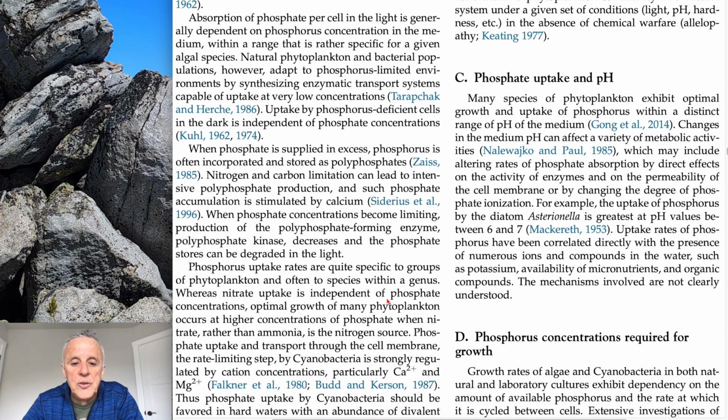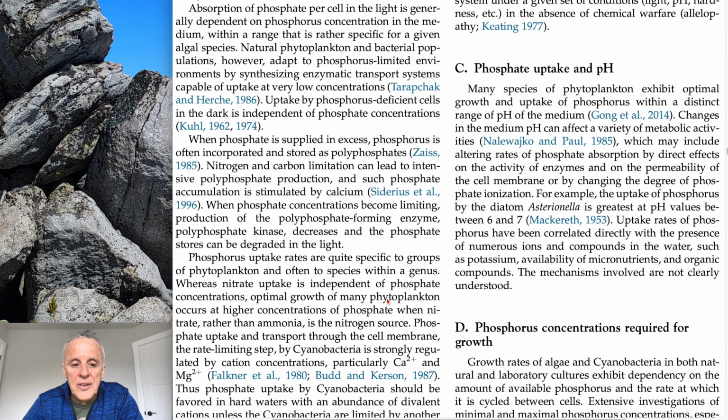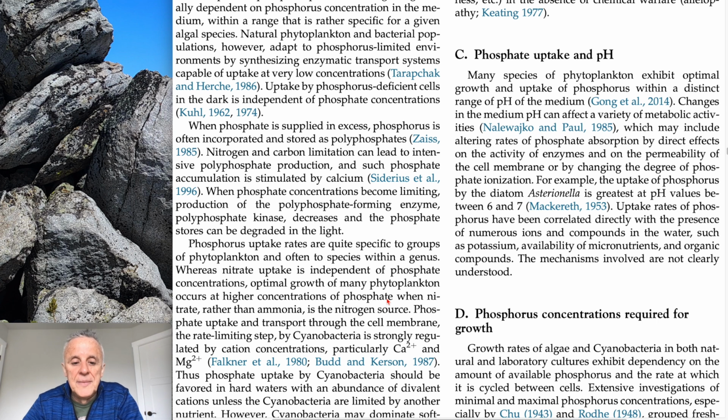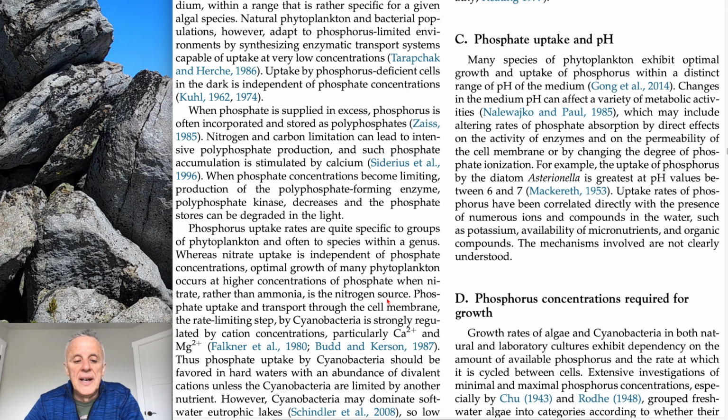When phosphate is supplied in excess, phosphorus is often incorporated and stored as polyphosphates. Nitrogen and carbon limitation can lead to intensive polyphosphate production, and such phosphate accumulation is stimulated by calcium. When phosphate concentration becomes limiting, production of the polyphosphate-forming enzyme polyphosphate kinase decreases and the phosphate stores can be degraded in the light.